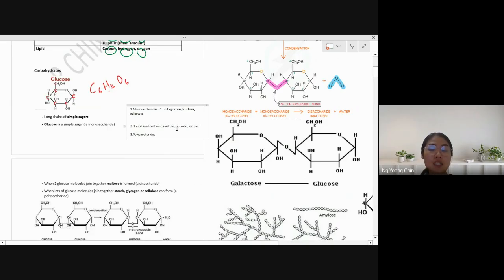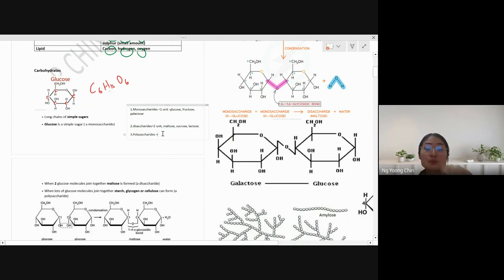Maltose is found in food, we call it 麦芽糖, okay, maltose. And sucrose is found in table sugar, which is consumed by us. And lactose is found in milk. In milk, there is a lot of lactose. Lactose means 乳糖. Okay, so how about polysaccharide?